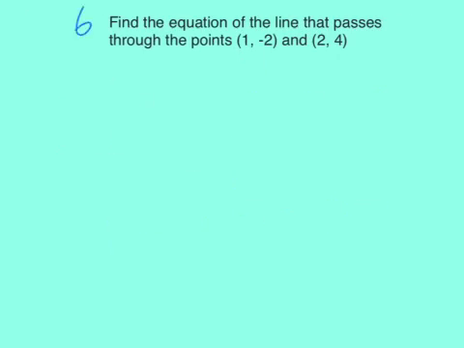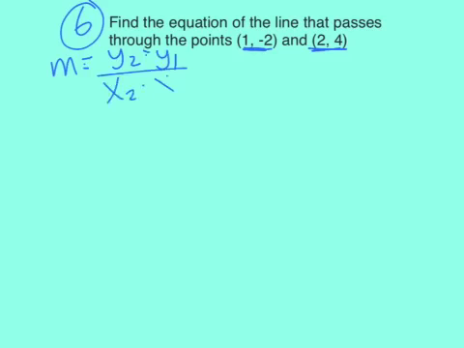Let's look at another example. We'll call this guy number 6. So it says find the equation of the line that passes through the points 1, -2, and 2, 4. Well, if you look at this problem, I don't have a slope and a y-intercept. I don't have a point or a slope. However, we know that if I'm given 2 points like I am here, I can find my slope. So to find slope, again, I'll remind you, it's m equals y2 minus y1 over x2 minus x1.